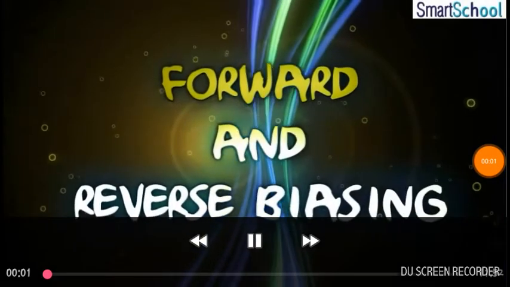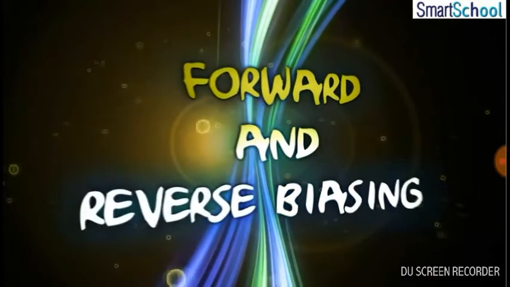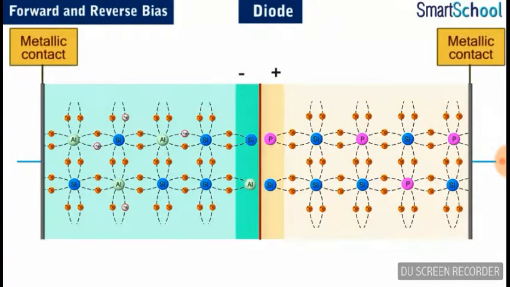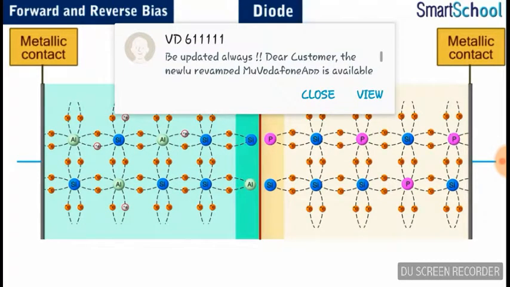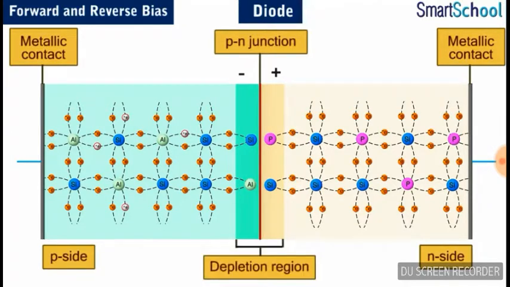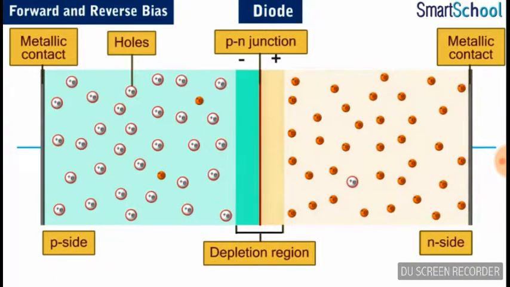Let us now learn about the concept of forward and reverse biasing. We have learned that in a diode with metallic contacts, there is a p-n junction separating the p side from the n side and a depletion region which is devoid of any charge carriers. The holes are the majority charge carriers in the p side and electrons are the majority charge carriers in the n side.